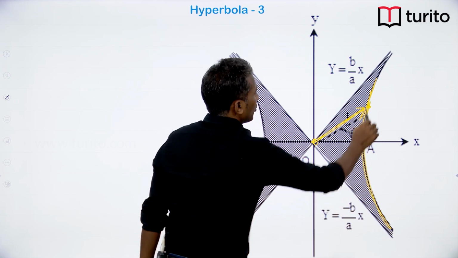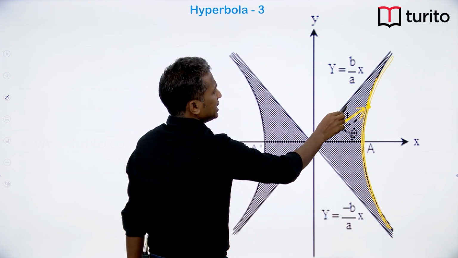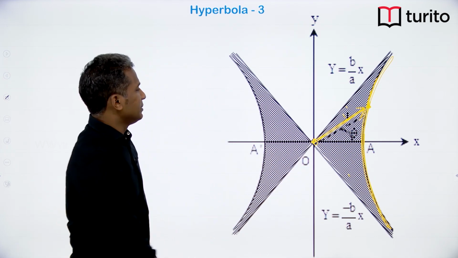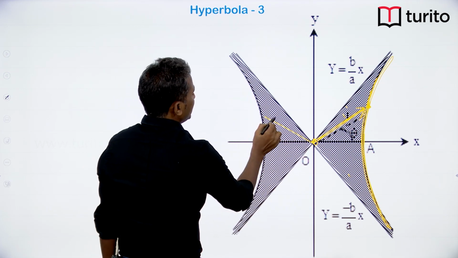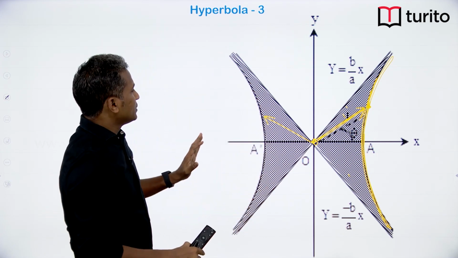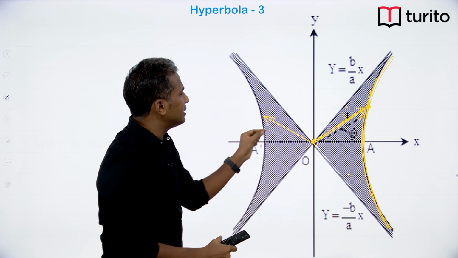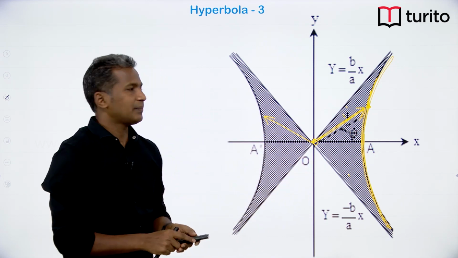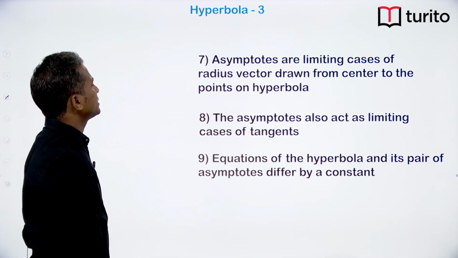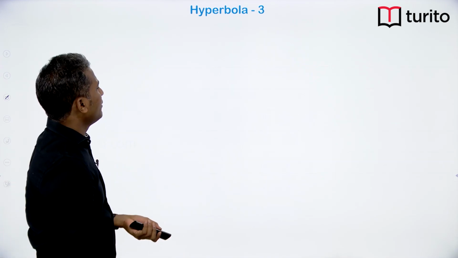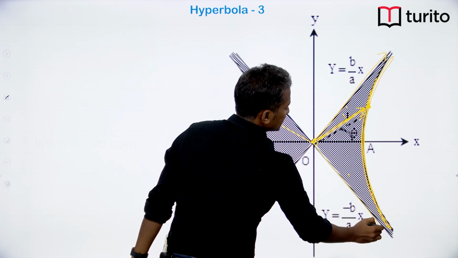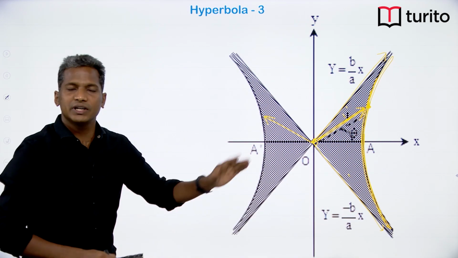As I keep varying the point on the hyperbola, this radius vector will cover this entire already shaded region. Similarly, for the other branch, if we take the variation of the radius vector, it will cover this entire region. So, this is the region which is limited by the asymptotes of the hyperbola. That is the point we have presented: asymptotes are the limiting cases of the radius vector. When the radius vector is at infinity, we get this asymptote, and at this infinity, we get the other asymptote.